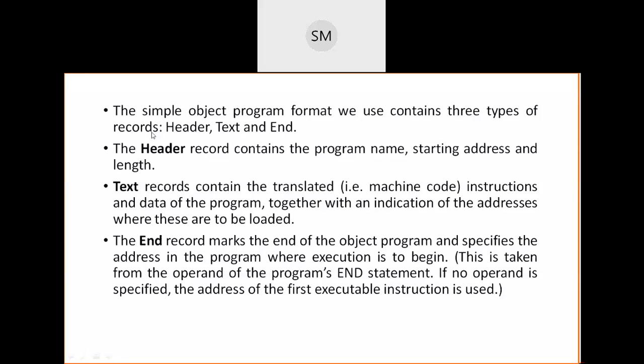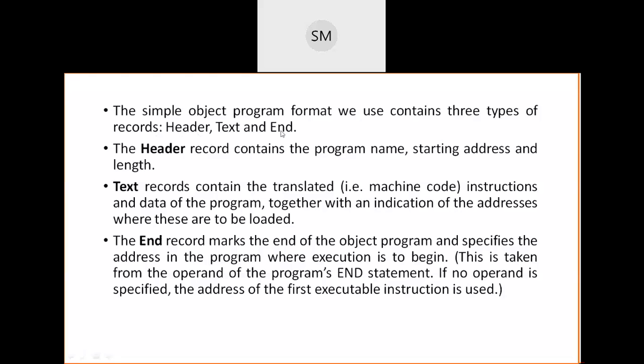This program is divided into three parts or sections, and these sections are called records. There are three types of records here: header record, text record and end record. Even in any C program you first have preprocessor directives, then declaration statements, then a main function, then some executable statements, right? Then at last you write some user-defined functions. So there is a particular structure for a program.